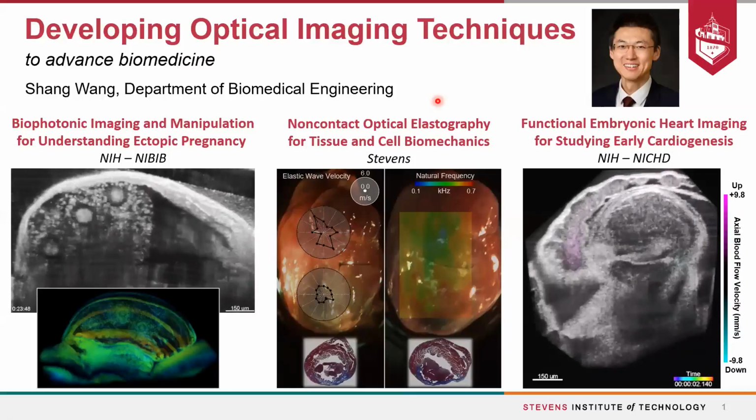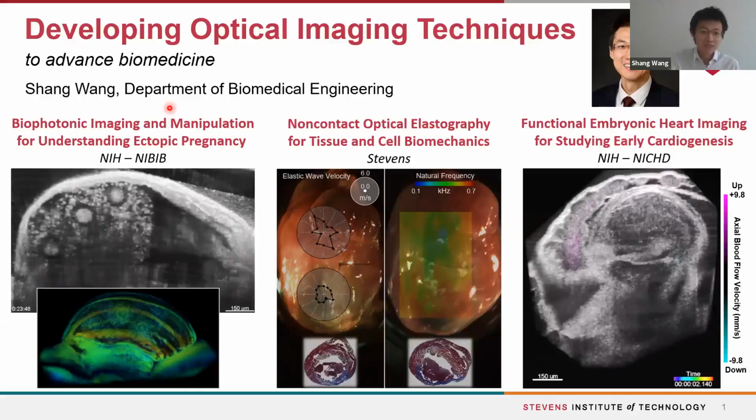All right, thanks, Henry. So great to have this opportunity to talk about the work in my lab. We developed optical imaging techniques to address biomedical questions that have been difficult or impossible to approach with traditional methods. As you can see, we currently have three directions in the lab.